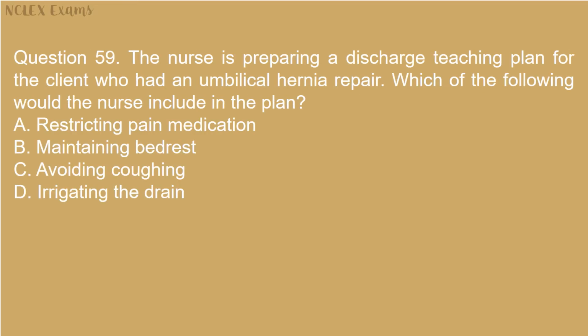Question 59. The nurse is preparing a discharge teaching plan for the client who had an umbilical hernia repair. Which of the following would the nurse include in the plan? A. Restricting pain medication. B. Maintaining bed rest. C. Avoiding coughing. D. Irrigating the drain.